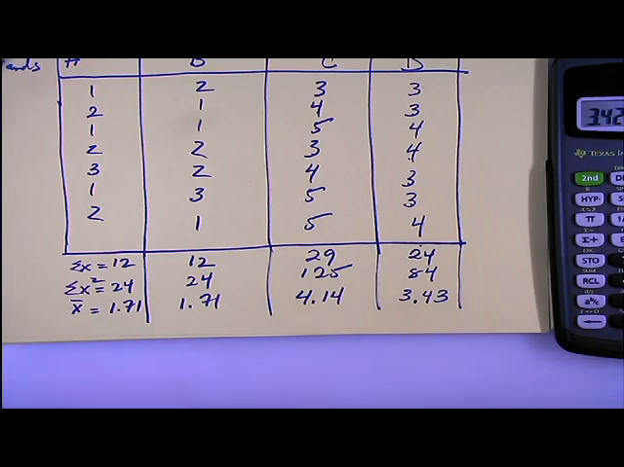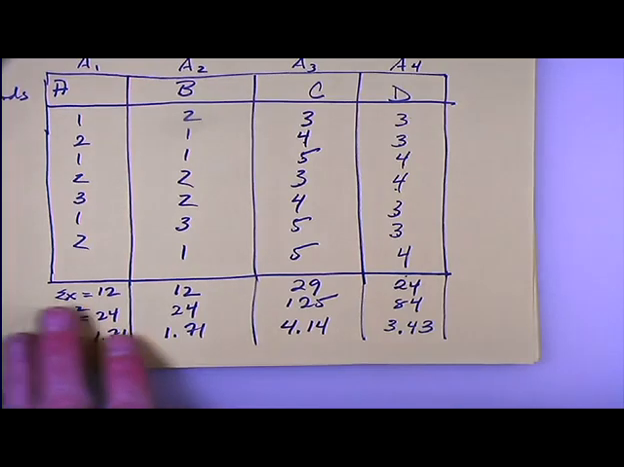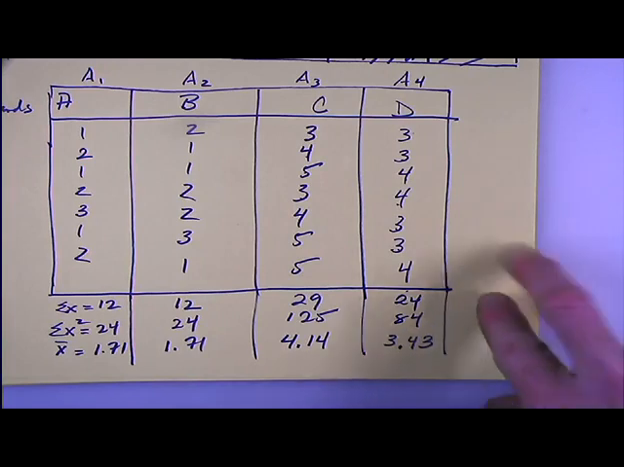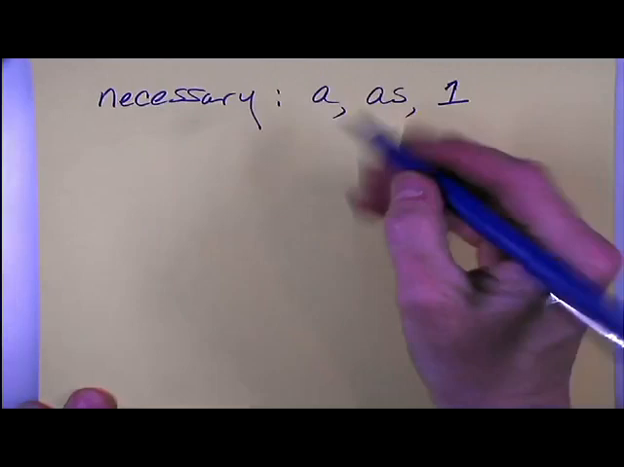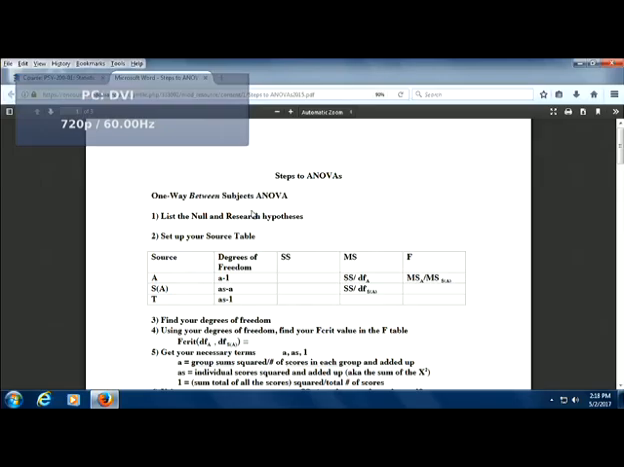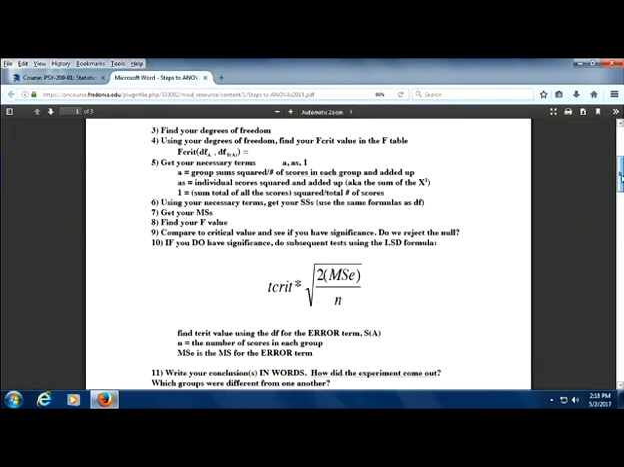All right, so now here's my values with this. These are sort of what we've had before, our sum of the x squared. Now we're going to use these values to get our necessary terms. So when we look at the necessary terms, we're going to get A, AS, and 1.